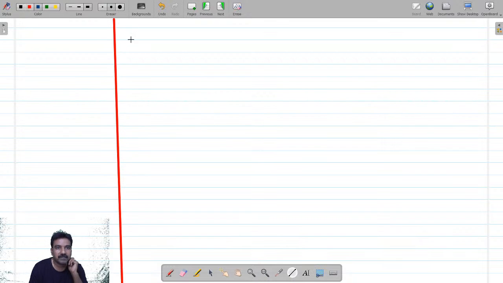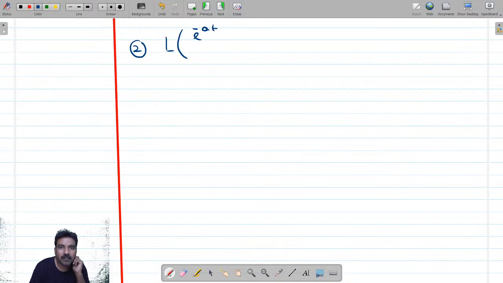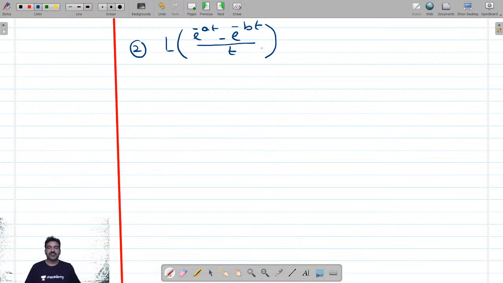Let's have one more example. Suppose I want to find the Laplace of e power minus at minus e power minus bt divided by t. Let us try to find the Laplace of this. If you do not have t in the denominator, you can handle this problem within 20 seconds, because for an exponential function the Laplace transform is 1 by s minus a. But here in the denominator you have a t function.